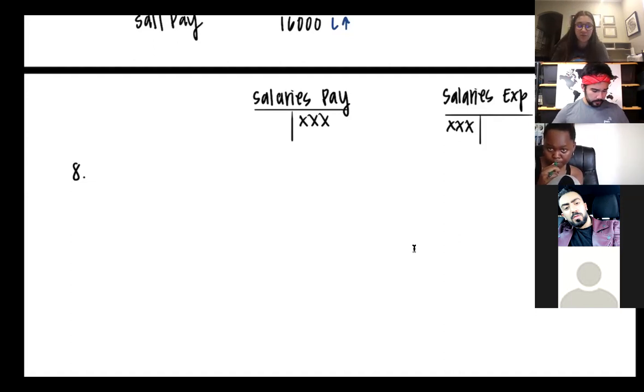They should have debited prepaid rent and credited cash. But what they did was they debited rent expense and debited cash. So they expensed all of it in the first month when they should have accrued the expense each month, right? By lowering their prepaid rent.